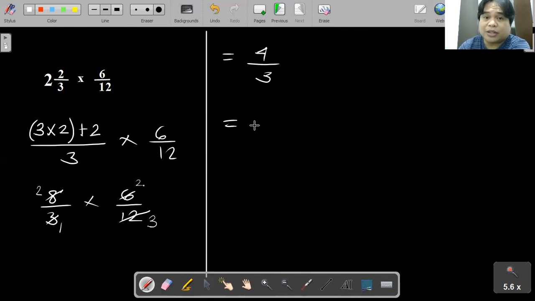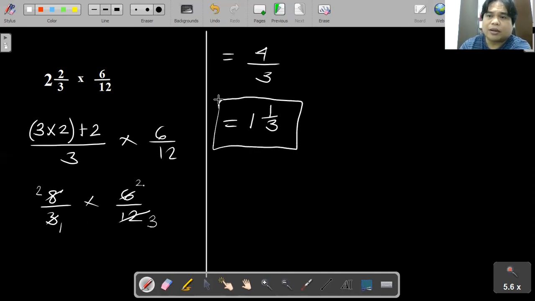When you divide 4 by 3, the nearest whole number you get is 1. 3 times 1 is 3, so to get 4 at the numerator, you add 1 here. So that's 1 and 1/3. All right, I guess that's all you need to know about how to multiply a mixed number with another fraction.